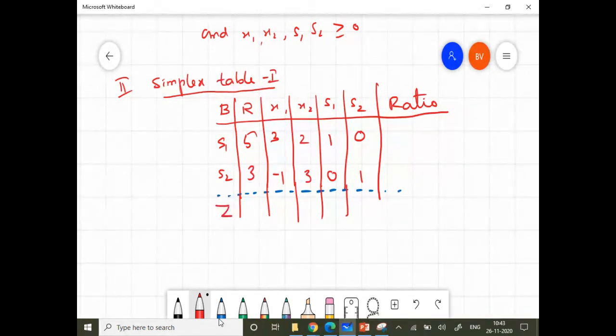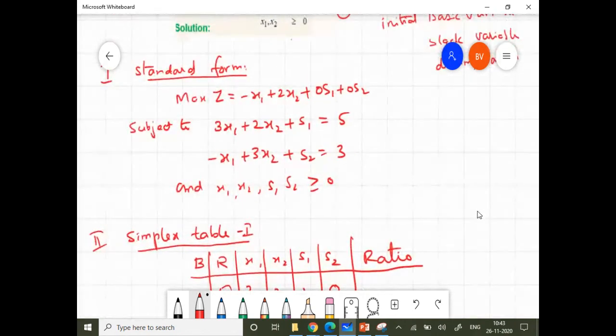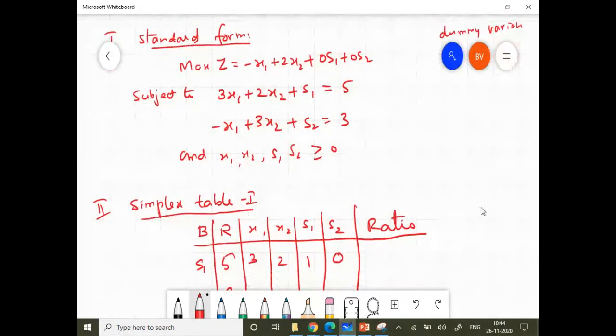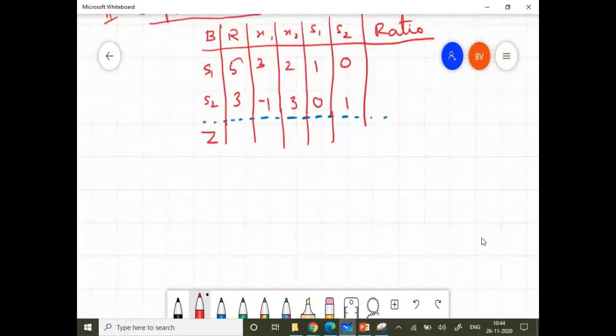This is for Z. The Z coefficients, but in the opposite sign. The coefficient from the objective function with opposite sign, right? Go there. This is -1, +2. So the opposite sign should be written there. What is the opposite sign? +1, -2.